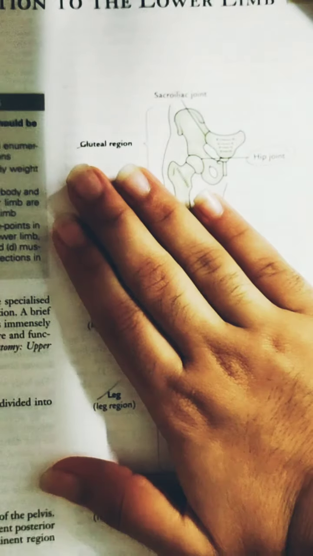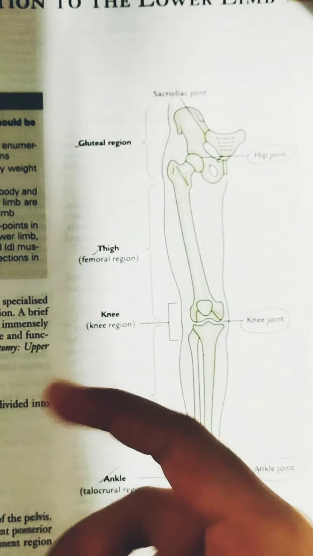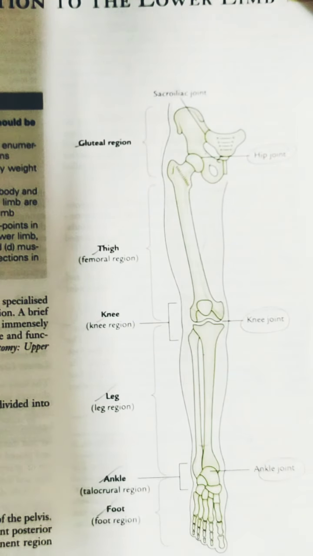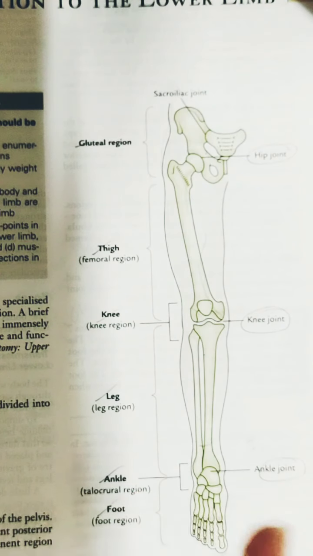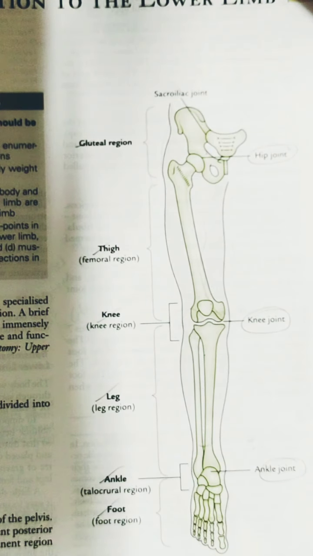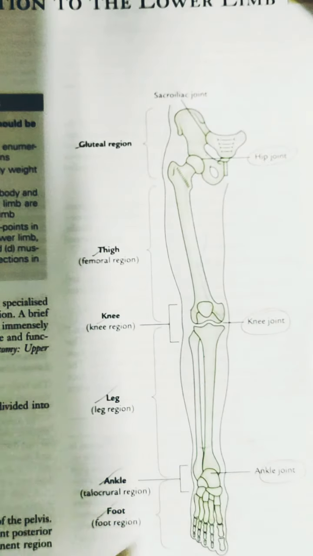The sole helps you to stand. You put your whole body weight upon your foot, and the foot provides a platform for supporting the body weight when a person is standing. It also plays a very important role in locomotion. So this was the introduction about the lower limb.